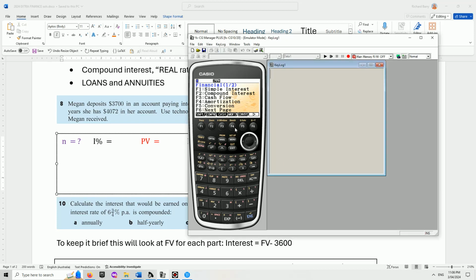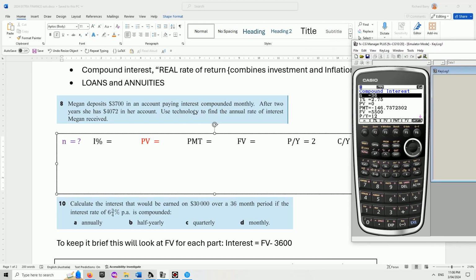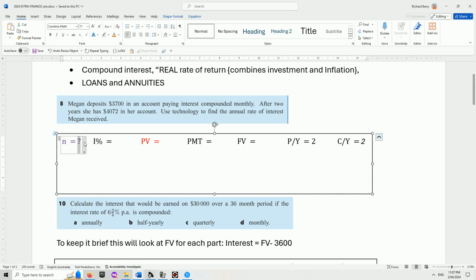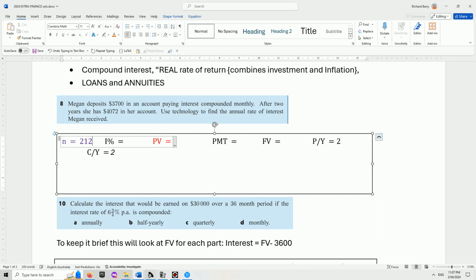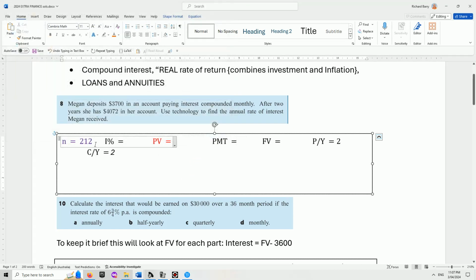Okay, so F2 for compound interest. Looking at this question here, we've got this much in an account. It's paying interest compounded monthly. We have 2 years. So what we need from you is 2 times 12. Interest is what we're looking for. Use technology to find the annual rate of interest. How much did the account start with?